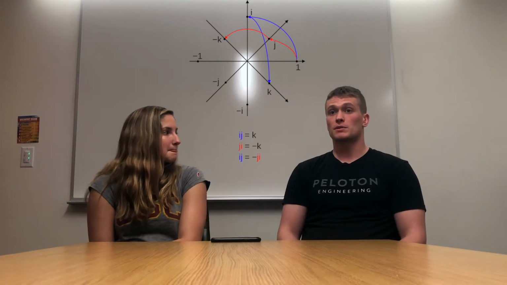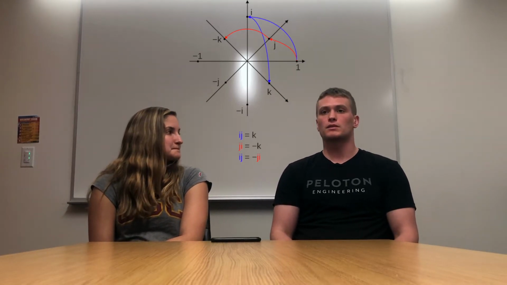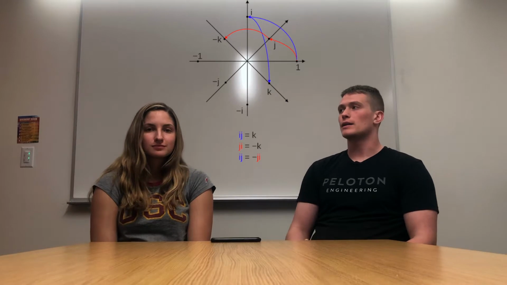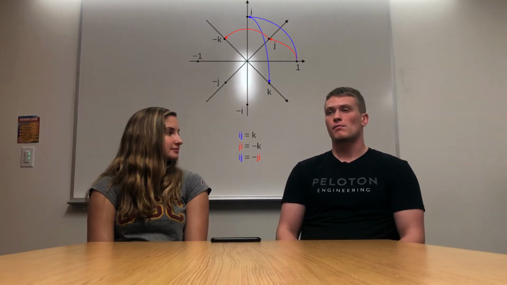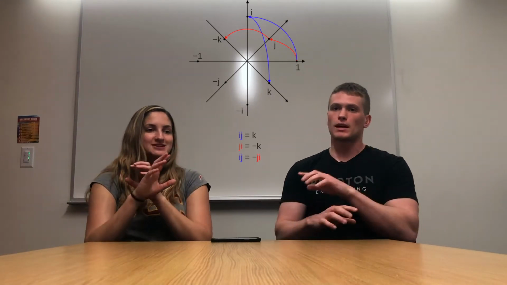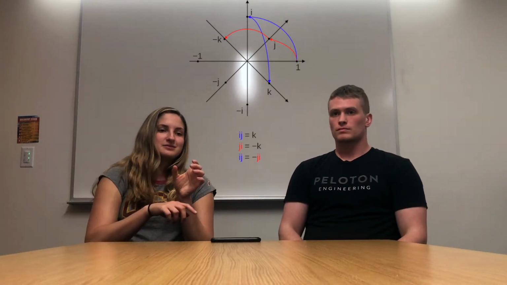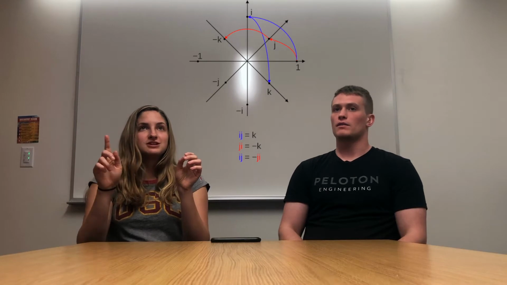In terms of relationships to each other, it's pretty easy. All we do is say i is going to equal jk, and then from there, start moving stuff around. So if i equals jk, you move k over to the other side.